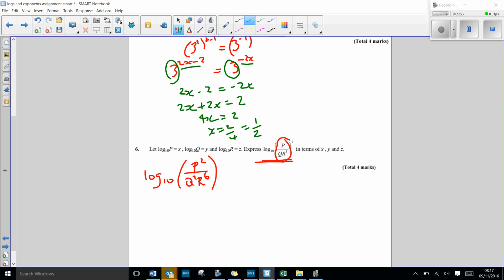I now know that when I have a log of something divided by something else, I can have those expressions subtracted. So I can separate this into log base 10 of p squared, subtract, note my bracket here because I'm subtracting all of this denominator, log base 10 of q squared plus log base 10 of r to the power 6.